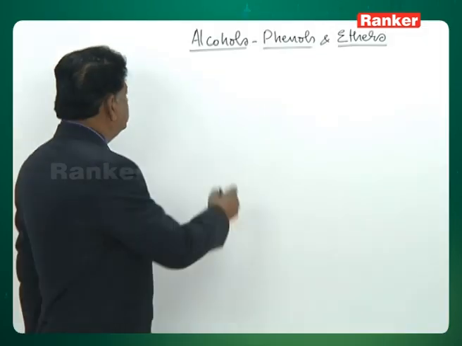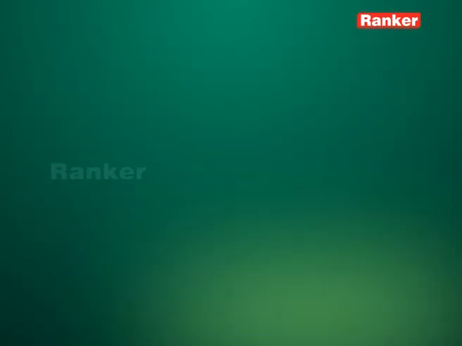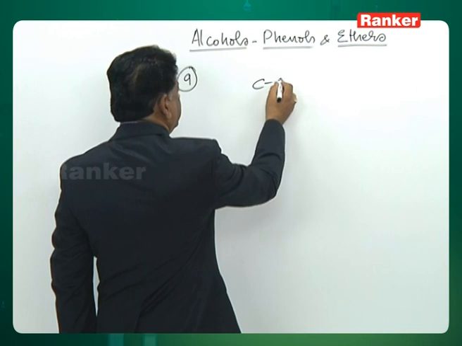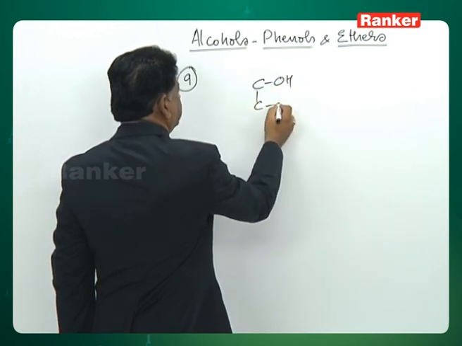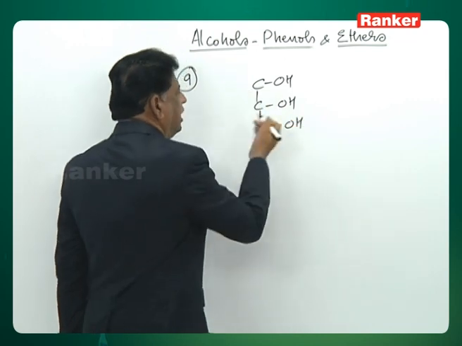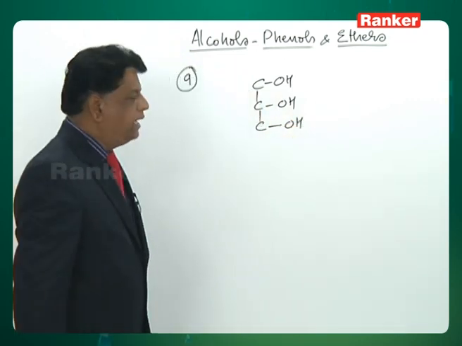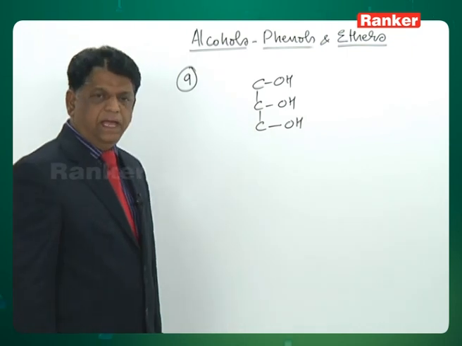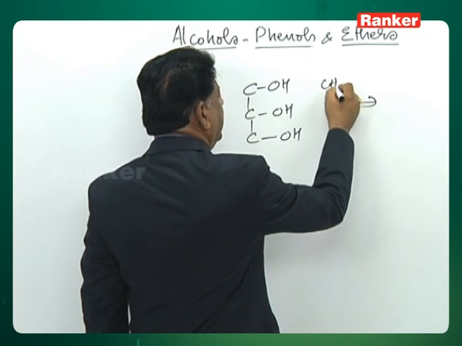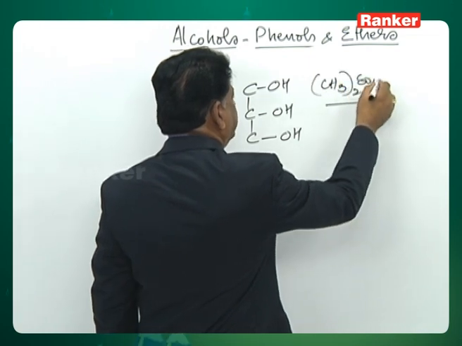So let's go to question number 9. The question is, which of the following reagents is used for the determination of the number of hydroxyl groups in a given compound? For example, glycerol has 3 OHs, ethylene glycol will have 2 OHs, and methanol will have only 1 OH. If glycerol is treated with dimethyl sulfate, then what happens?